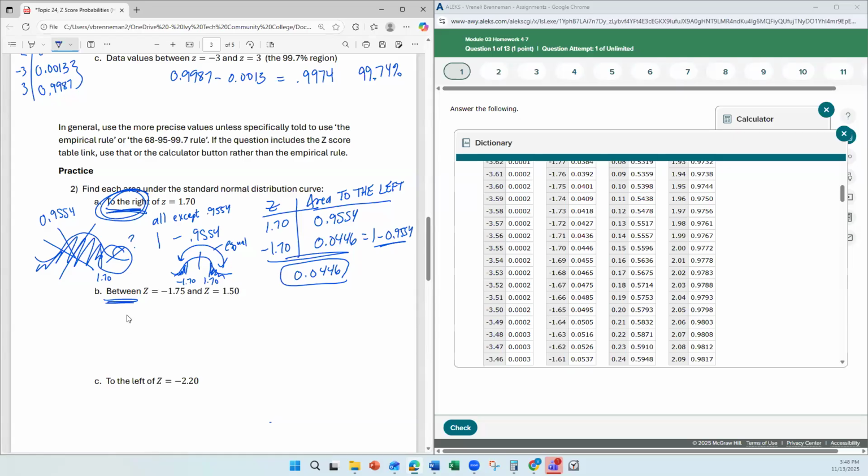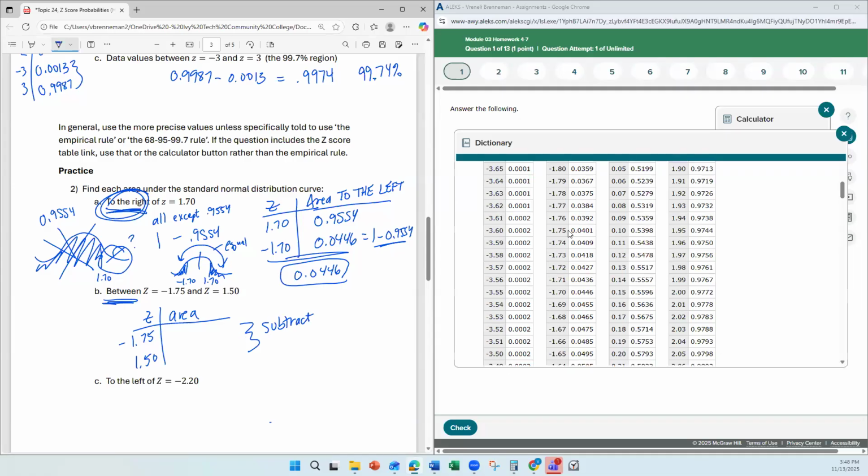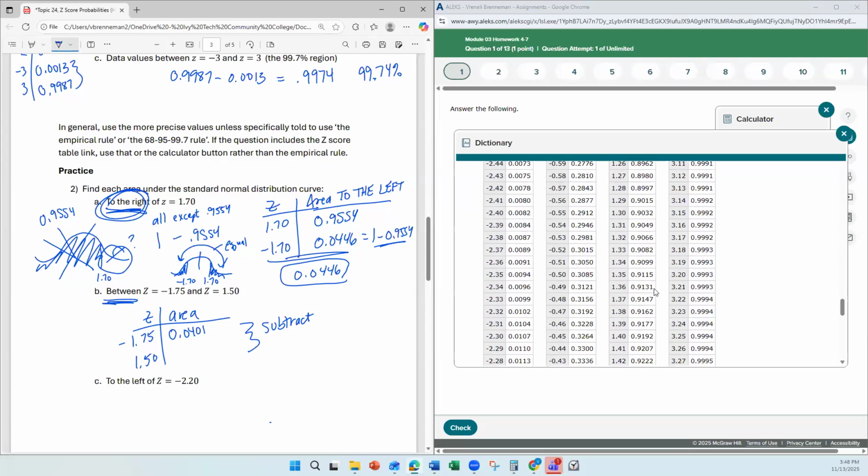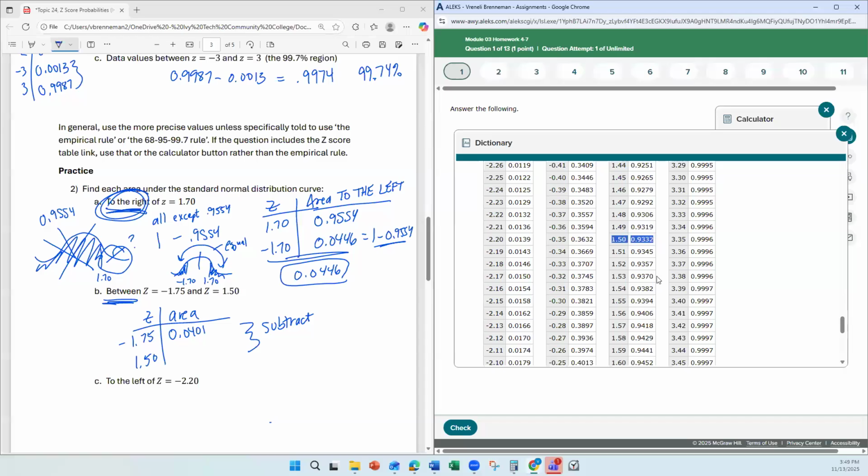All right, between. If it's between, you're going to look up each z-score, and then you're going to subtract those results. Do not subtract the z-scores with each other. You have to look up each z-score individually. You subtract the areas. So negative 1.75 here is 0.0401. And then 1.50, let's see where that is. Here it is. 1.50 is 0.9332. And then we subtract 0.9332 minus 0.0401. And that's 0.8931.